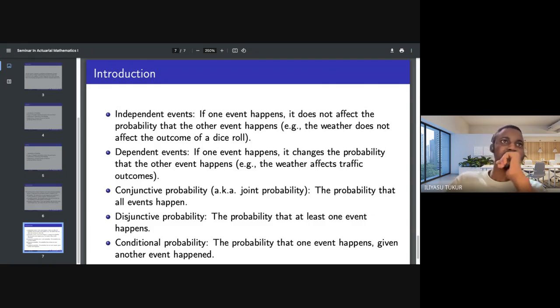So the next one is conjunctive probability. We also call it joint probability. So the probability that all events happen. So they are joint. This is the probability that at least one event happens. So, can someone give me an example of this?